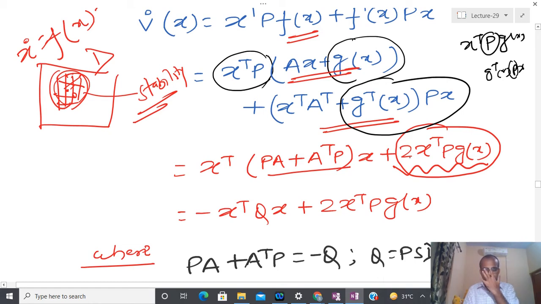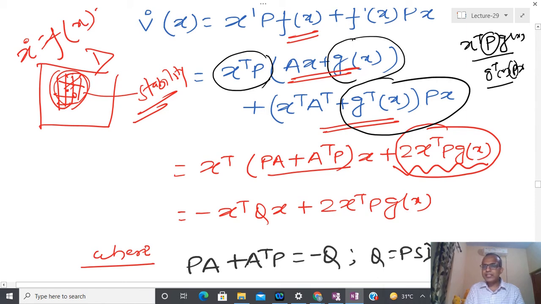Sunidhi, Kalol, could you please comment? No. Check whether x transpose P g(x) is a scalar or a vector. Anyone, Iram, are you willing to comment?